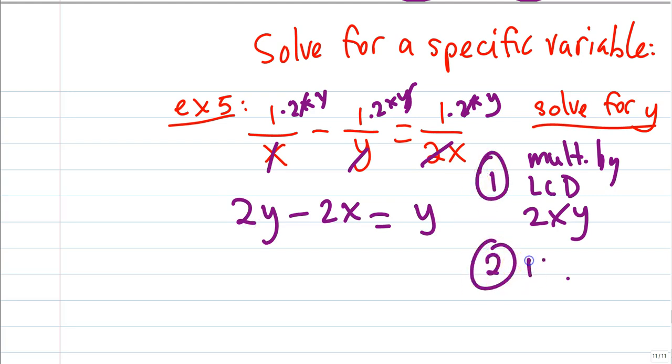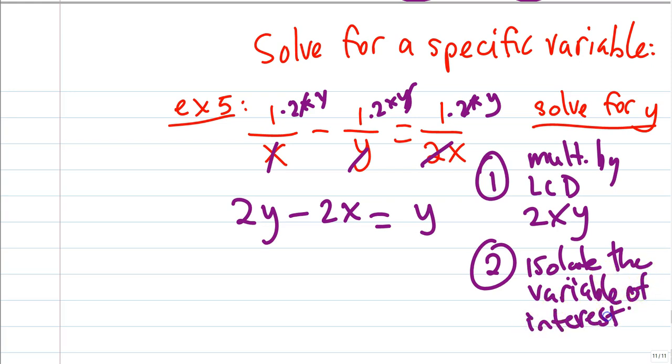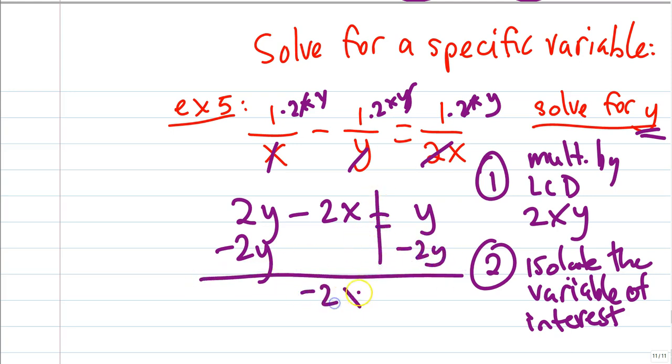Step 2, we want to isolate the variable of interest. What variable? Whatever we're solving for. The variable of interest. What are we interested in solving for? Y. I want that y by itself on one side. It's not currently. I could move this one over, but since that is already kind of by itself, I'm going to move this one over, even though we got to deal with some negatives. On the left side, I have negative 2x. On the right side, I have negative y. That is not y equals. I still need to divide by the negative 1 and get y is equal to positive 2x.